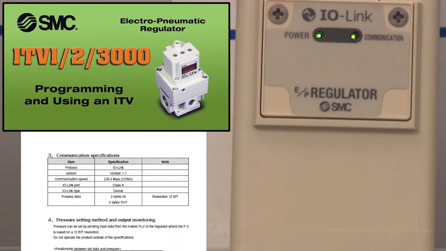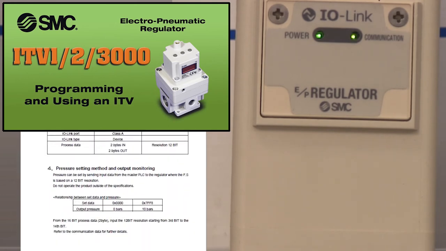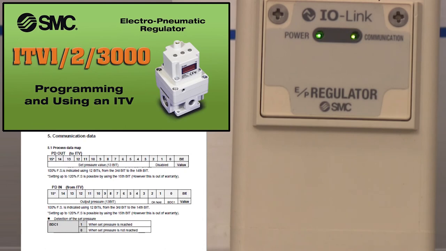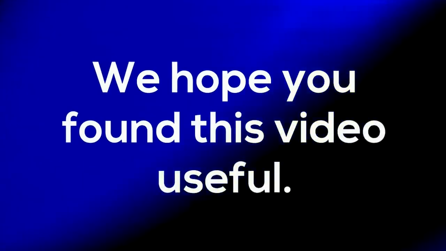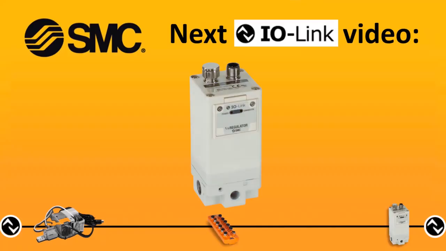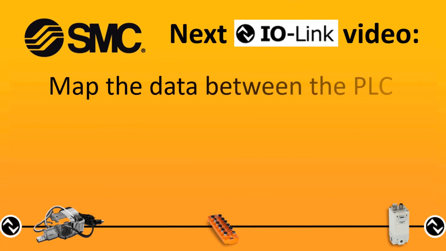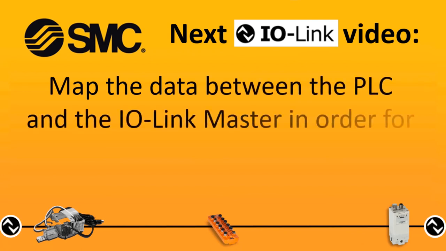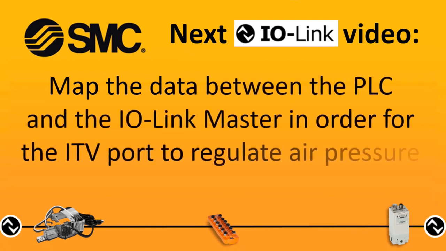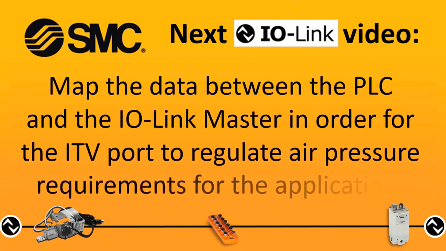Now that we have verified that all devices are on the network and programming is complete, we're ready for the next step. We hope you found this video useful. In the next video, we will map the data between the PLC and the IO-Link master in order for the ITV port to regulate air pressure requirements for the application.